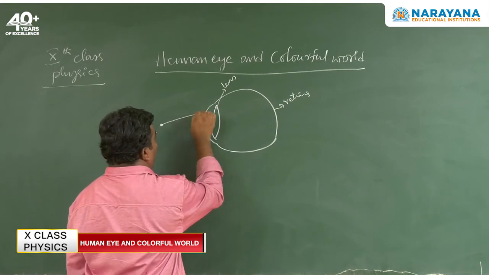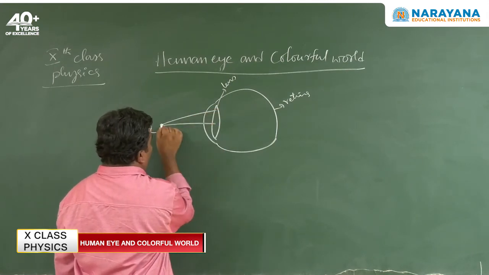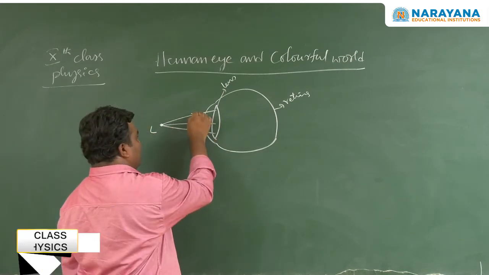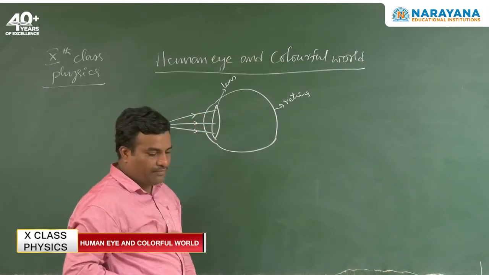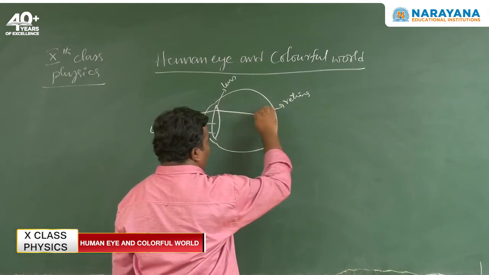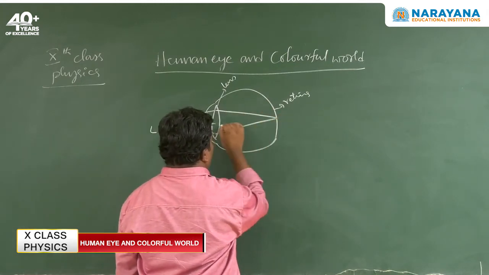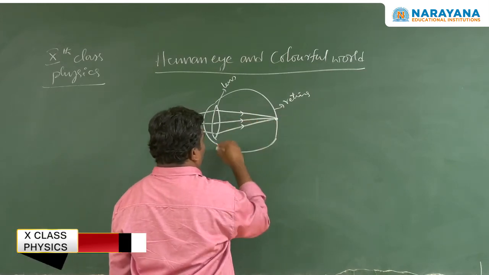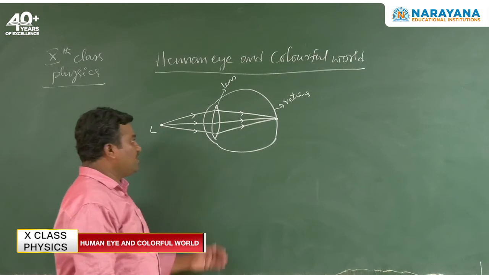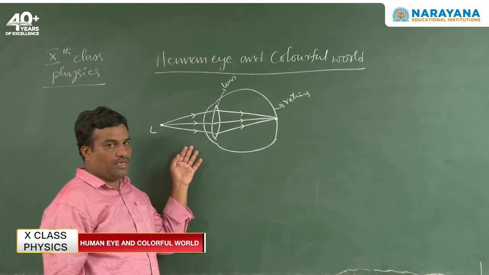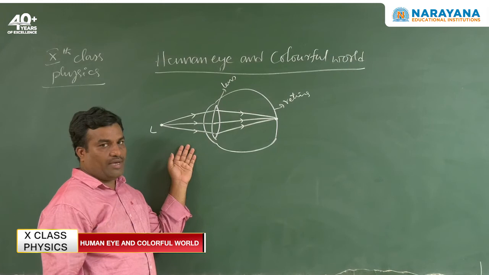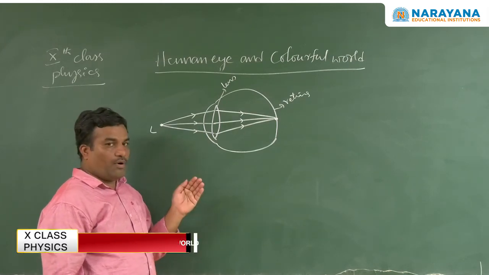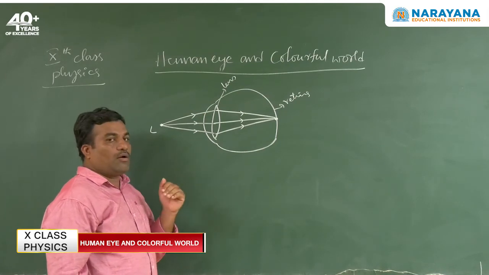So the rays fall on the eye lens. After refraction, we are getting the point image at the retina. Okay, so we know it is the close or near object. Earlier we found the long distance object. Now we focus on the close object.